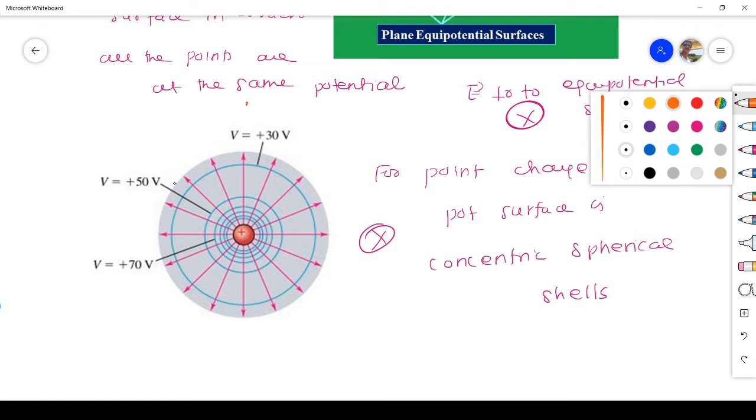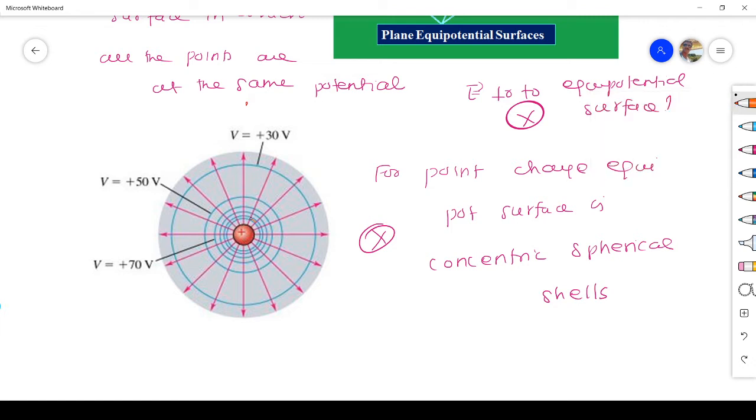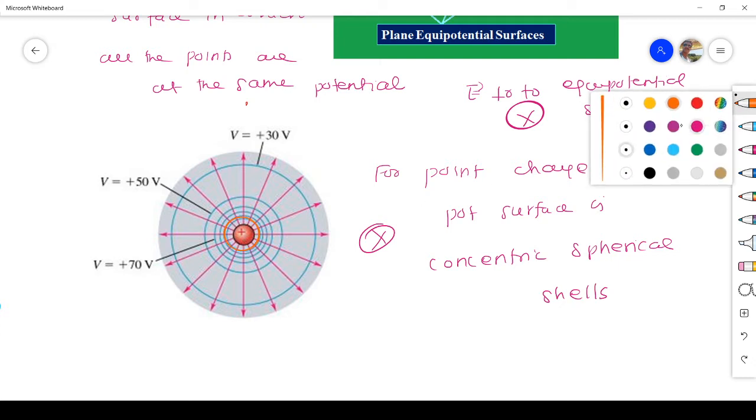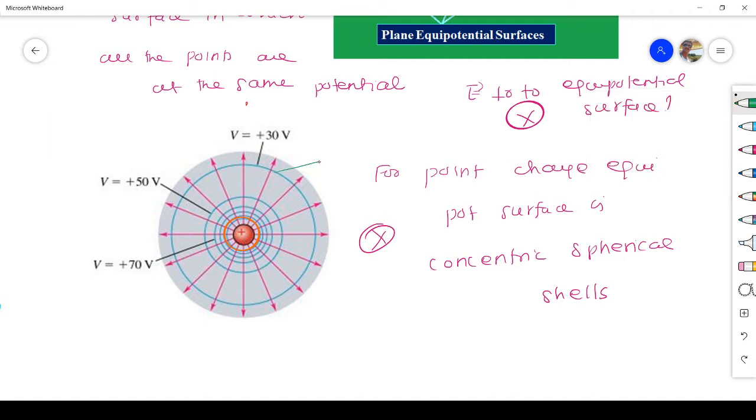So here you see this is a point charge plus Q I have drawn. These magenta lines are electric field lines. These blue lines are equipotential surfaces. So you see all the blue lines are concentric spherical shells. This is an electric field line. Both are perpendicular to each other.